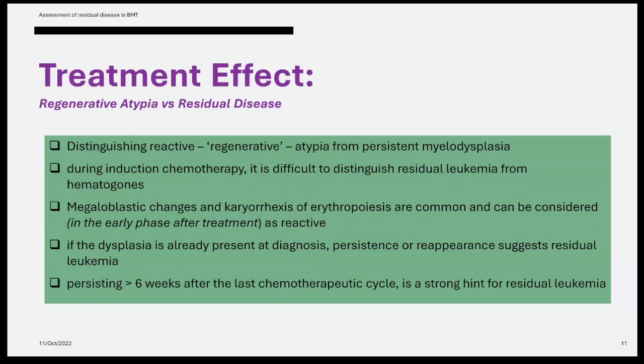If the dysplasia is already present at diagnosis, then persistence or reappearance suggests residual disease rather than regenerative atypia. Persisting more than 6 weeks after the last chemo cycle is a strong hint for residual leukemia.